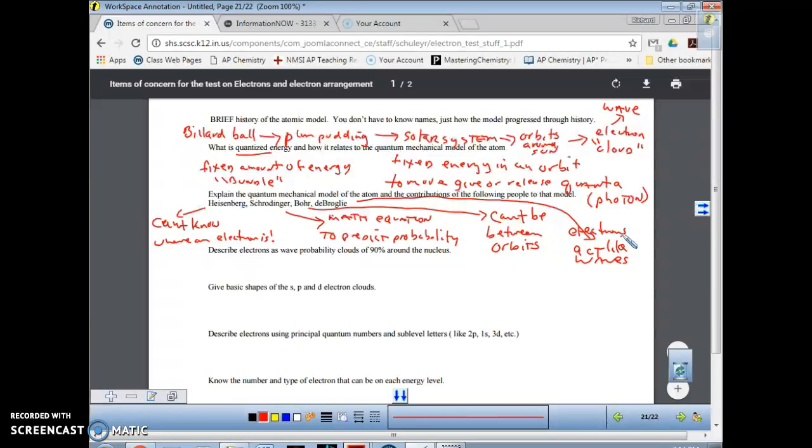Electrons act like waves, and you can change the shape of the wave cloud. And when you change the shape of a wave cloud, it takes energy to do that. And electrons can move between energy levels.